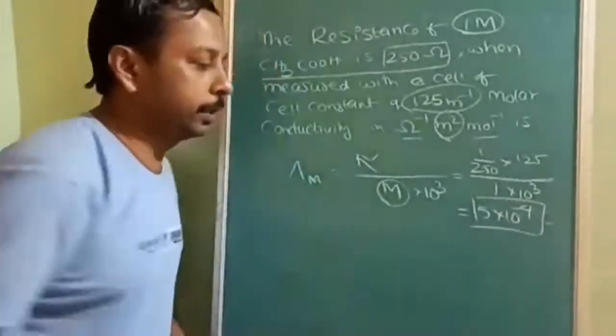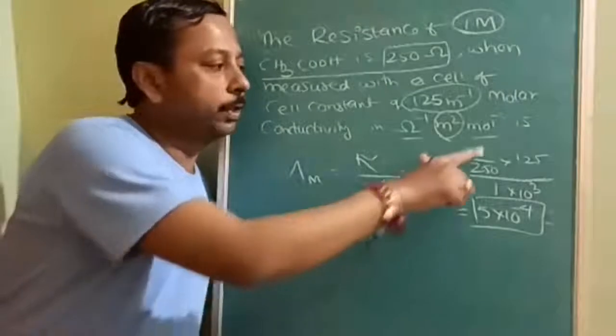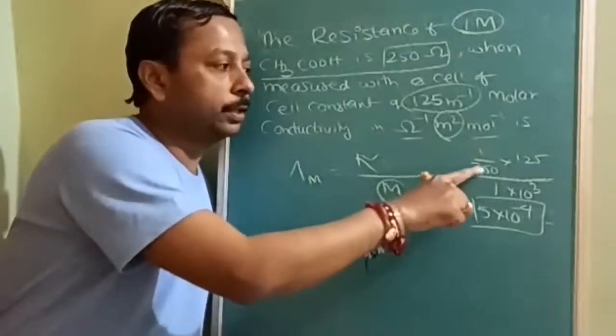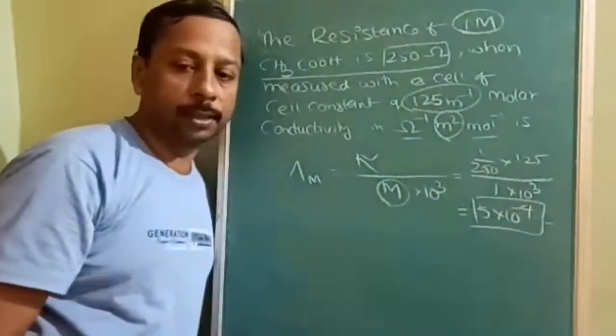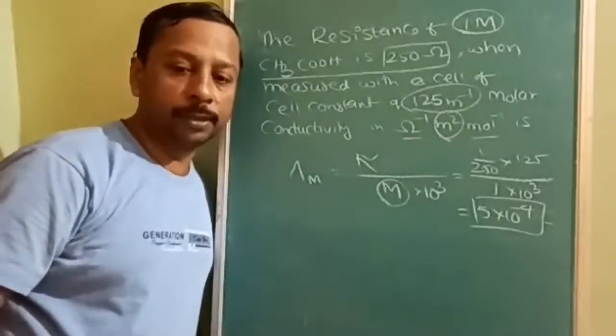Is this clear? K is conductivity. First we calculated conductance, then conductance into cell constant. So 5 into 10 to the power of minus 4 is the final answer.